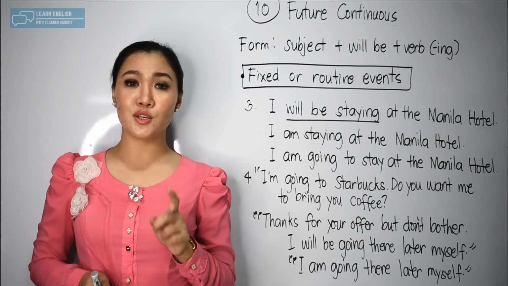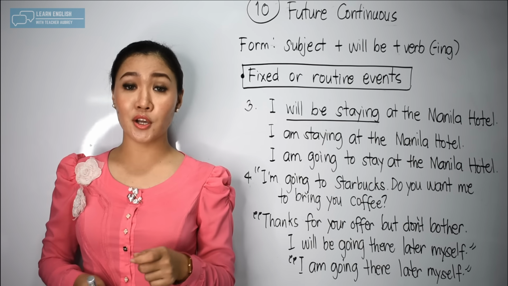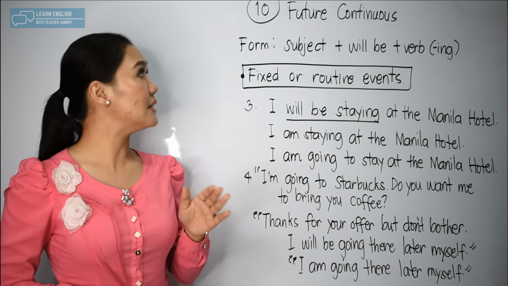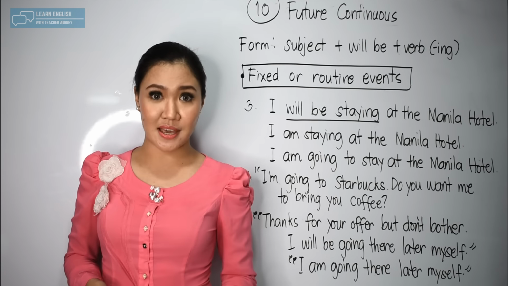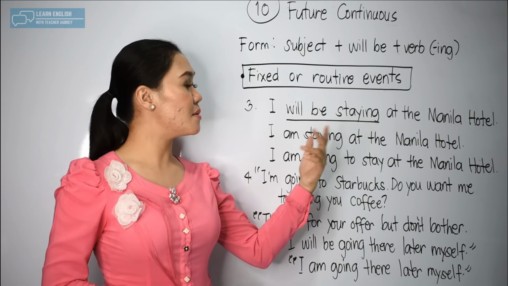The first usage I gave you for the future continuous is for continuous action in the future. But aside from that, ginagamit din natin ang future continuous for fixed or routine events. These are the examples. I will be staying at the Manila Hotel.